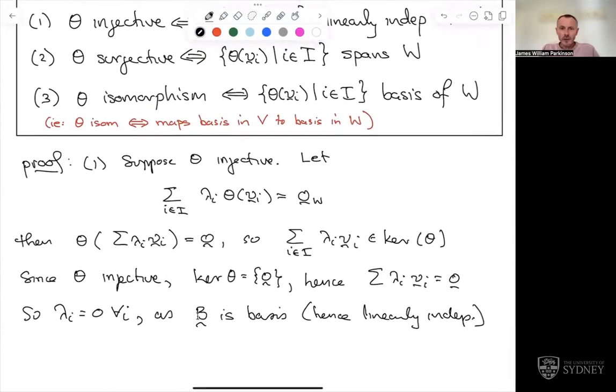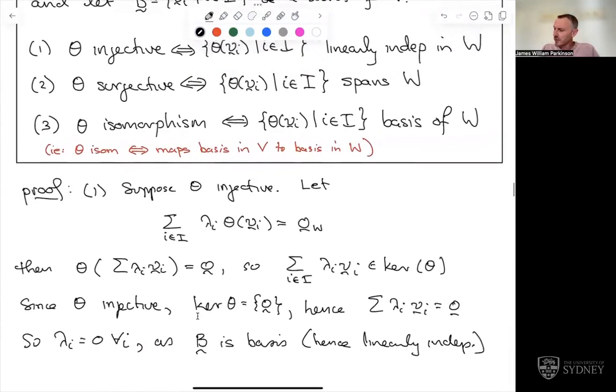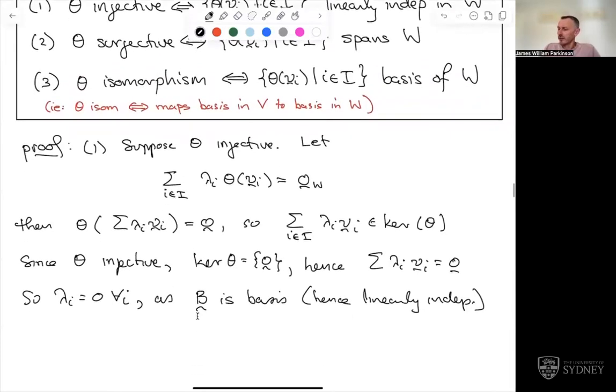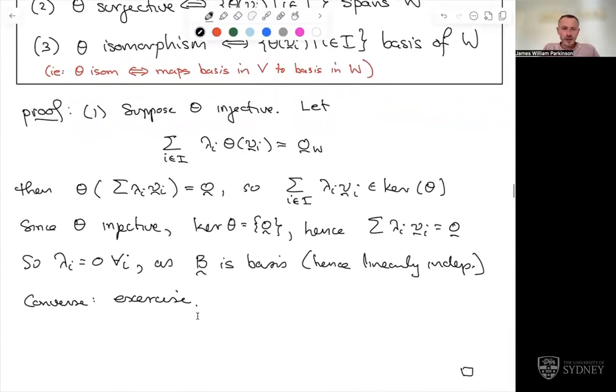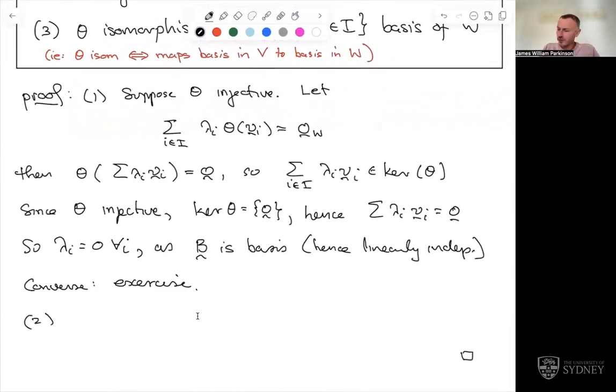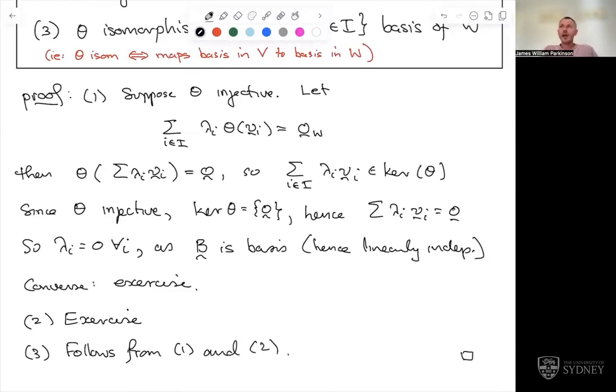So I've only done one way there, I guess, though, right? So if theta is injective, so okay, for the converse, let's leave that as an exercise. That's a nice one. 2 we'll leave also as an exercise. And then for 3, well, it's nothing to do. It follows from 1 and 2. Okay, good.